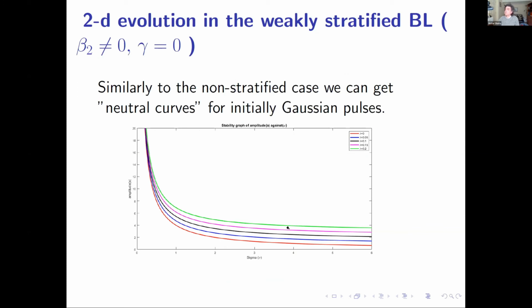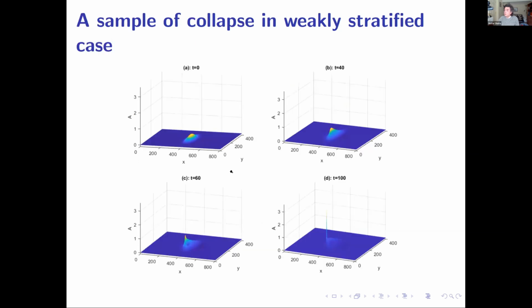Similar to the non-stratified case, we can get neutral curves for, say, initial Gaussian pulses. This is what is done here, and we can see how stratification raises the threshold. The area above this curve is the area of collapsing initial conditions, and the area below is stable. Okay, and this is a sample. Instead of a movie, I showed several pictures of how this initial condition evolves with time.